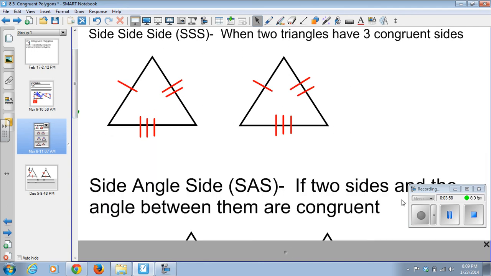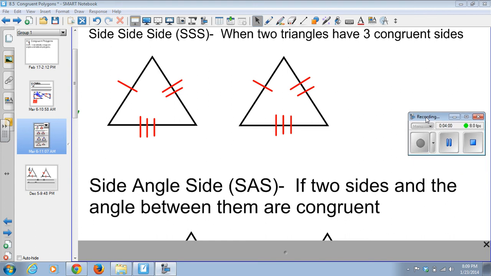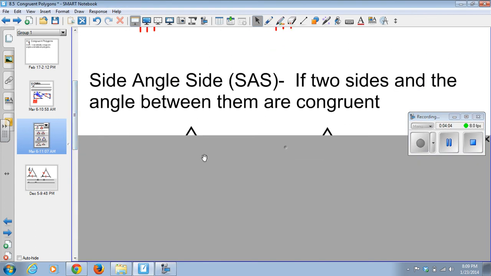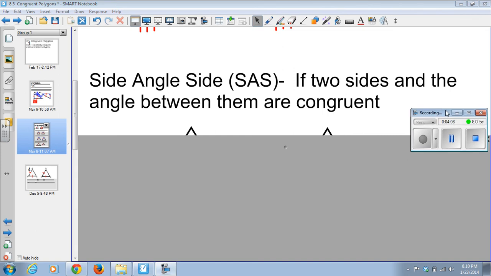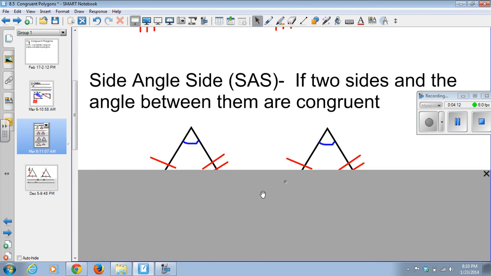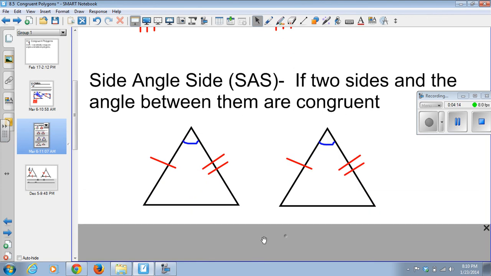Next, we have what's called side angle side, SAS for short. This is if two sides and the angle between the congruent sides is congruent as well. So we look here. This side is congruent with that side, this angle with this angle, this side with this side. Side, angle, side.